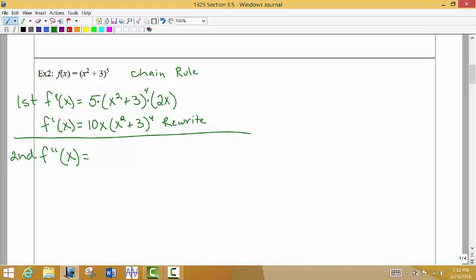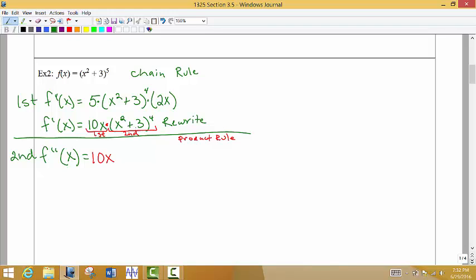So for this one, it got a little bit more interesting. I'm going to take the derivative of 10x times x squared plus 3 to the power of 4. So I'm taking the derivative of that simplified first derivative. Now this requires the use of the product rule. Okay, so here's the first, and here's the second. So it's going to be the first as is times the derivative of the second.